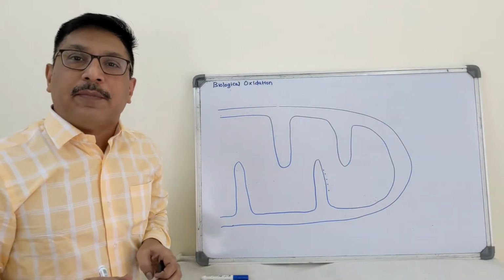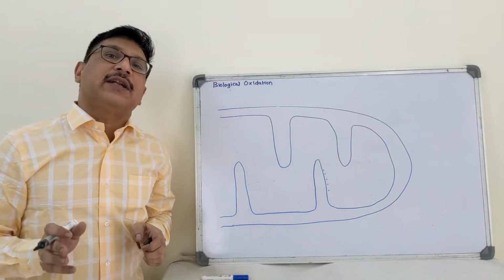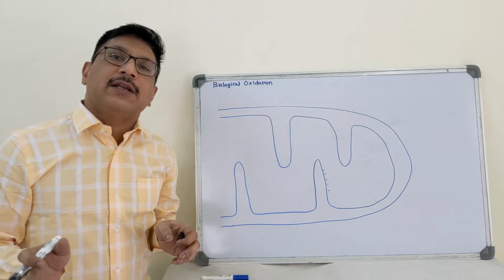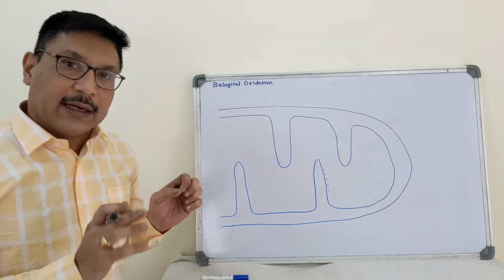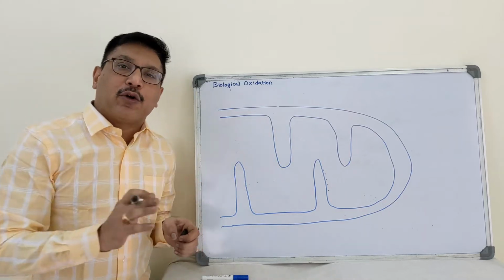Hello students. Biological oxidation and oxidative phosphorylation take place in mitochondria. As most of the energy is captured in this subcellular organelle, it is called the powerhouse of the cell. Let us see the structure of mitochondria.